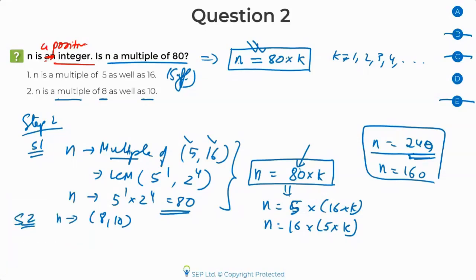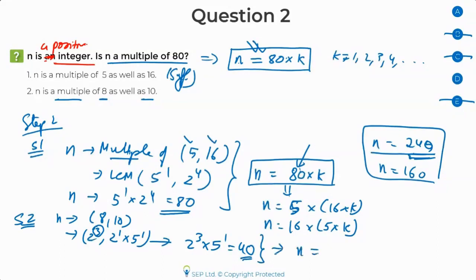You prime factorize. You write it as 2 cube, 2 to the power 1, 5 to the power 1. Okay. Now the LCM of this is going to be 2 cube, I'm taking the highest power, times 5 to the power 1. Now notice this is 40, not 80. So after using this analysis, all you can say is that N is a multiple of 40.